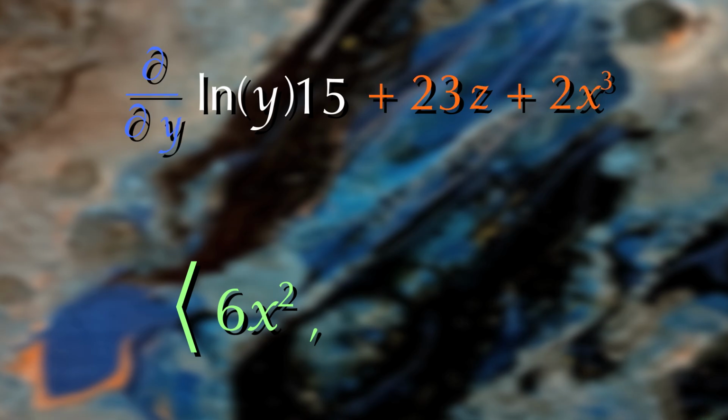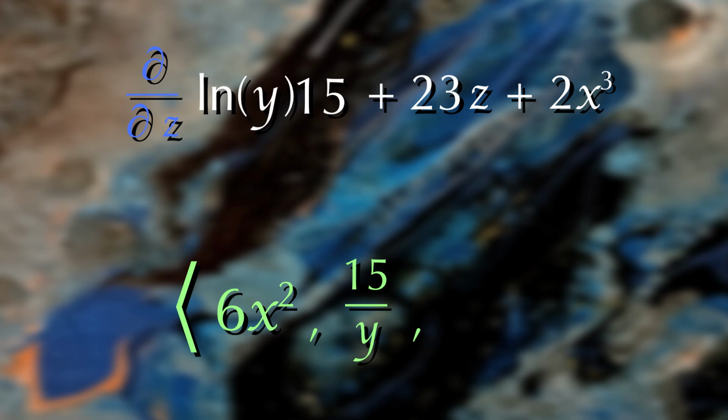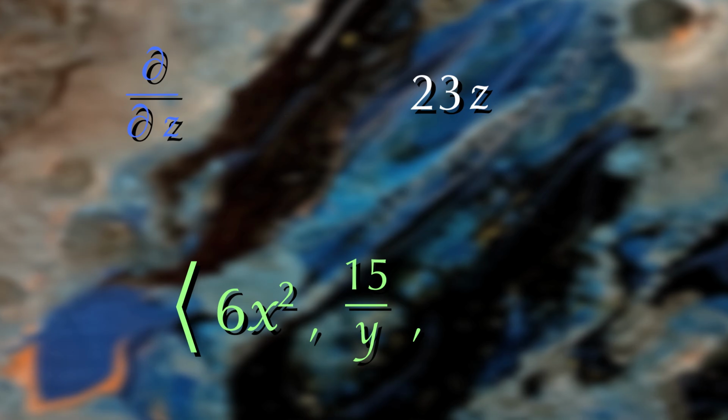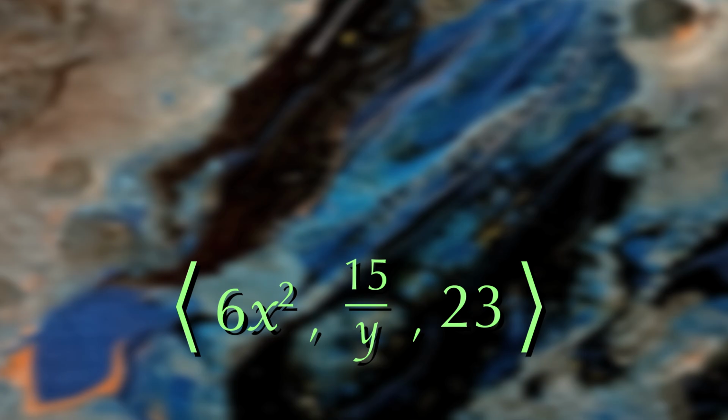For our second component, we will be taking the derivative of the function with respect to y. This will make those two into zeros, leaving us only this. The derivative of the natural log of y will give us 1 over y, which means that our second component will be 15 divided by y. For our third derivative, we can see those two will become zeros, and we will be left with this, which then simply becomes 23. So here we go, the resulting vector field from our original function.